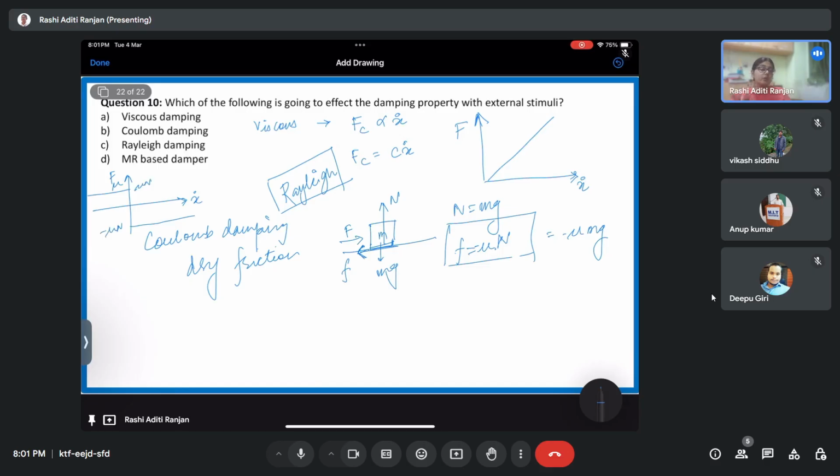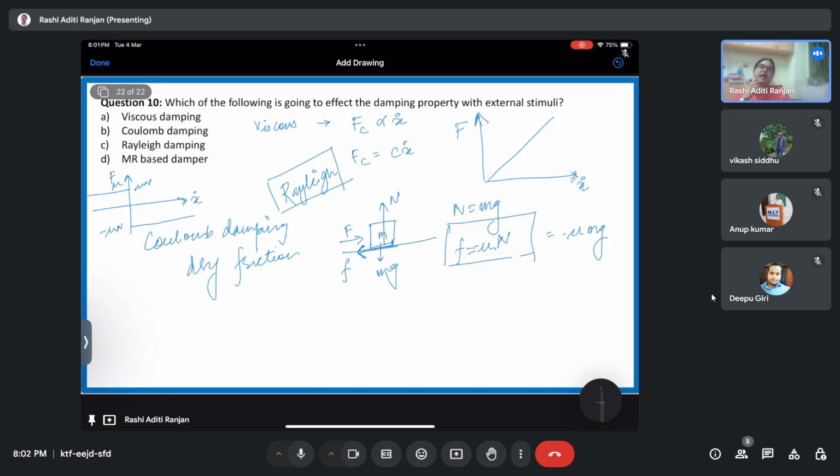Is it going to be affected by external stimuli? No, it is not affected by external stimuli. Then we have option D, which is MR based damper. MR is magnetorheological, which is used for materials that show a variation of properties, or of shape and size, depending upon the change of the magnetic field, right?